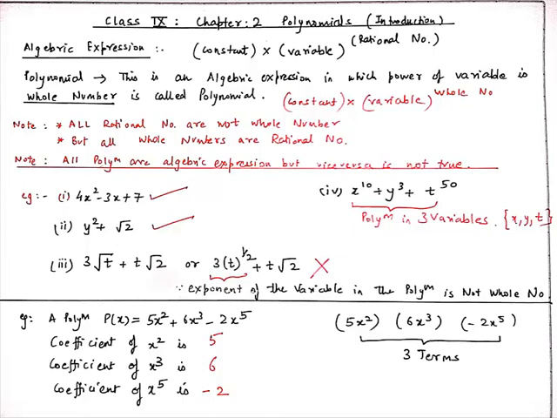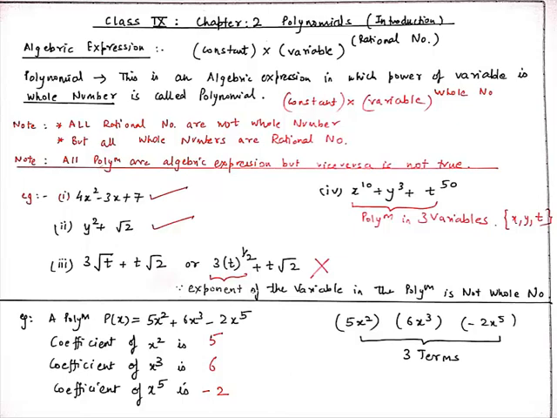Polynomial is also an algebraic expression in which the power of the variable is a whole number. It means that in a polynomial there is some constant into variable raised to a whole number power. The power should always be a whole number. It cannot be a negative integer. It cannot be a rational number. So we have concluded till now that all rational numbers are not whole numbers, but all whole numbers are rational numbers. Also, all polynomials are algebraic expressions, but all algebraic expressions are not polynomials. Hence, vice versa is not true.